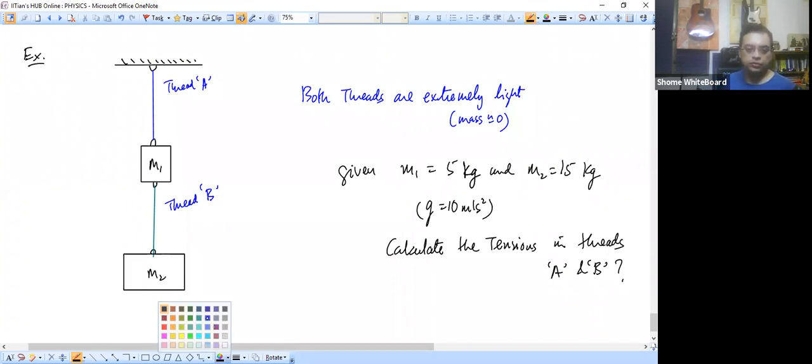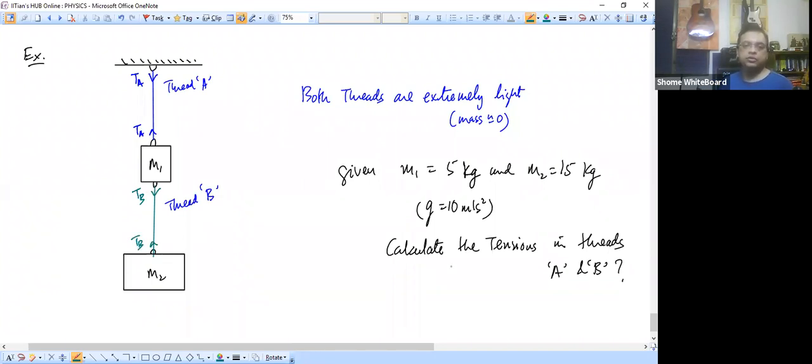Okay, so first of all, we'll have to understand that the thread A will apply a tension, let's say TA, like this on the hook. Yes, Ibrahim, correct. Very good. A tension like this on this hook. And similarly from below here, it will apply a tension TB like this on this and a tension TB like this on this.